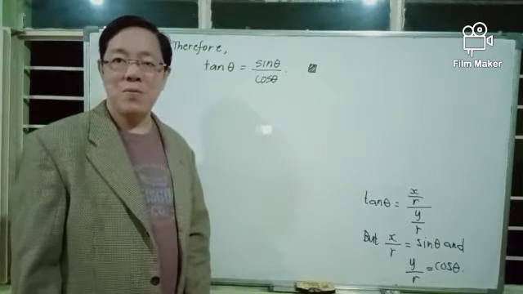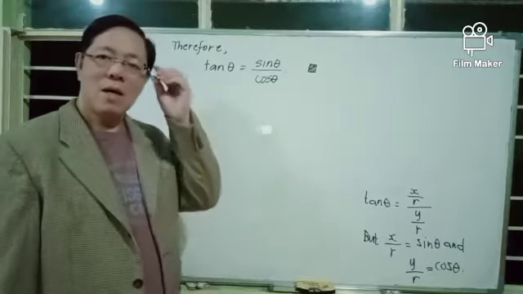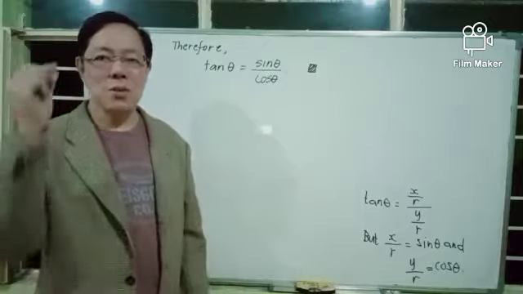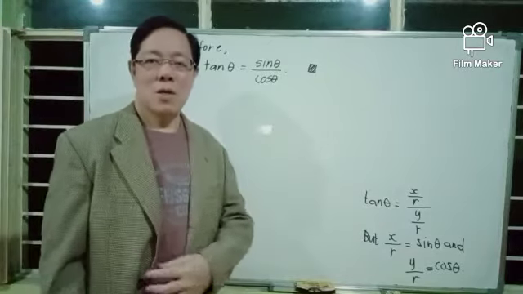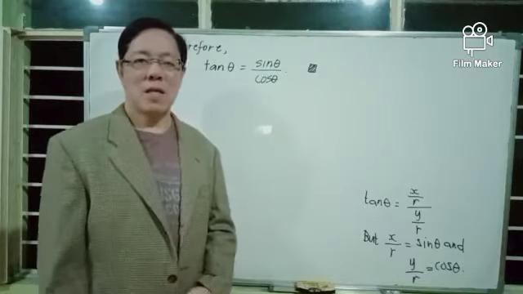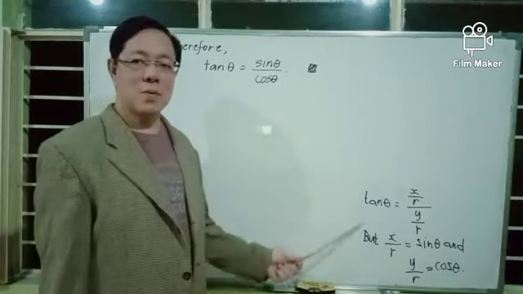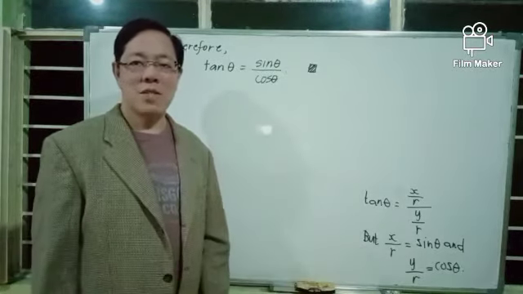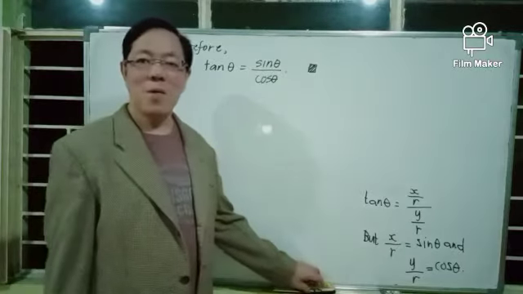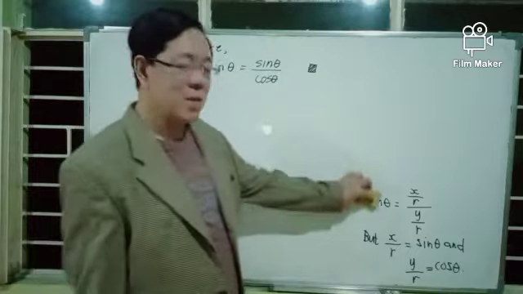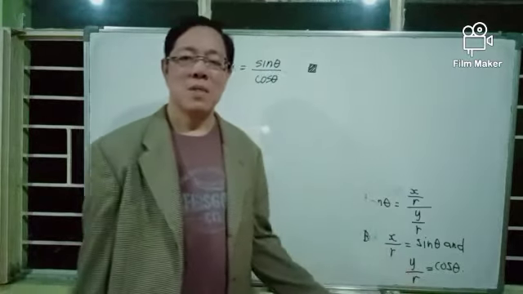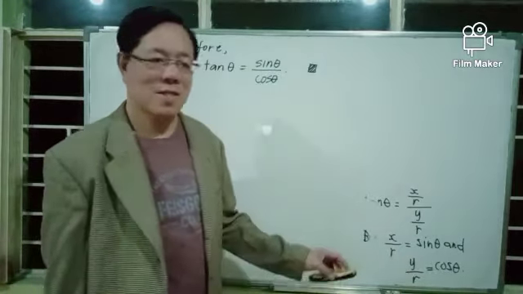You do the proof of the second ratio relation. You show that cotangent theta is equal to cosine theta over sine theta. The proof is similar to the proof I just showed you. Now we state the next set of fundamental trigonometric identities, the reciprocal relations.